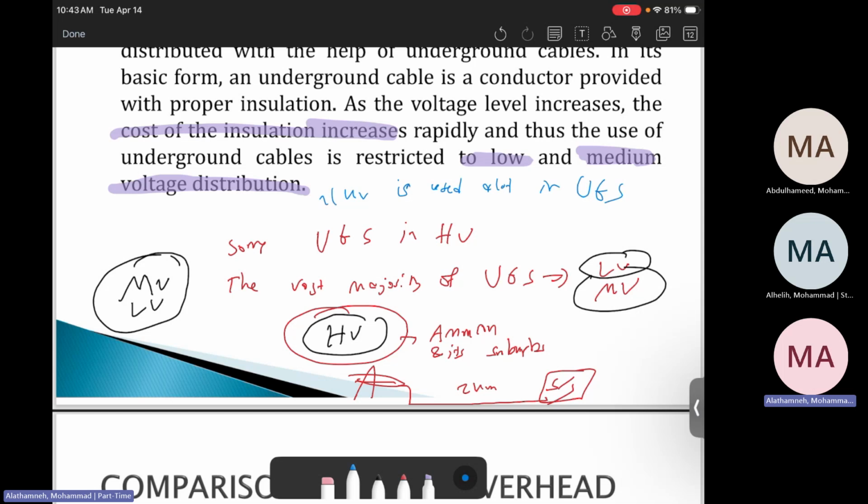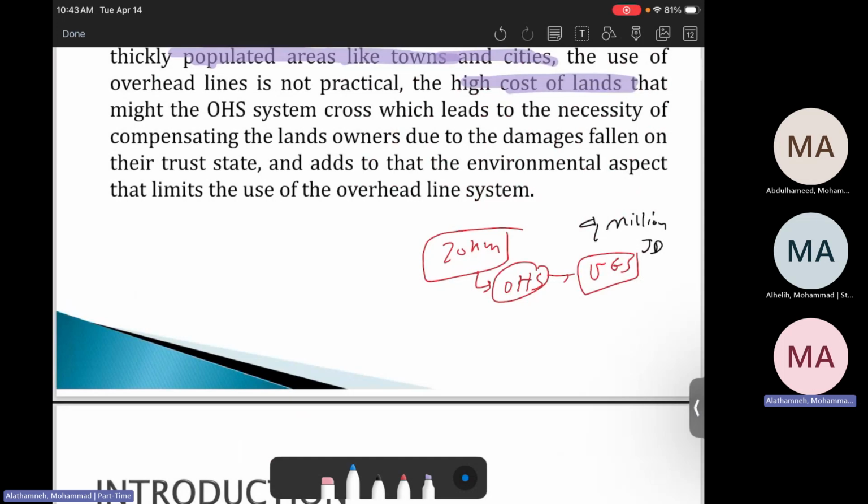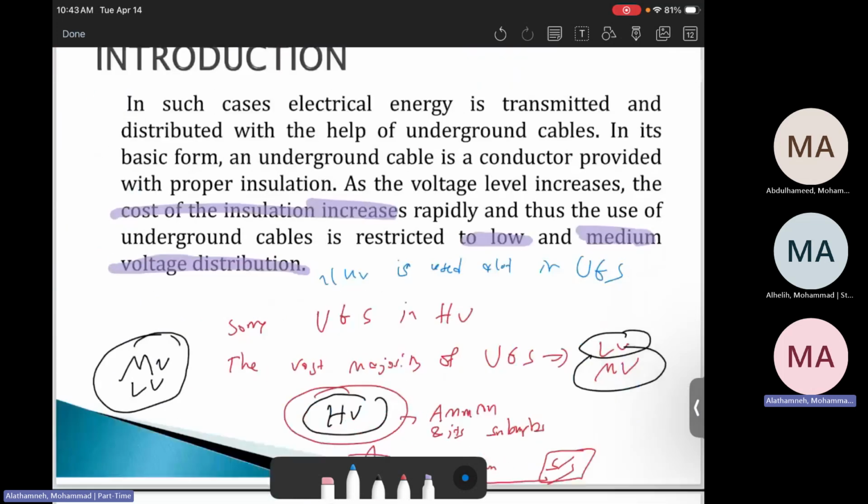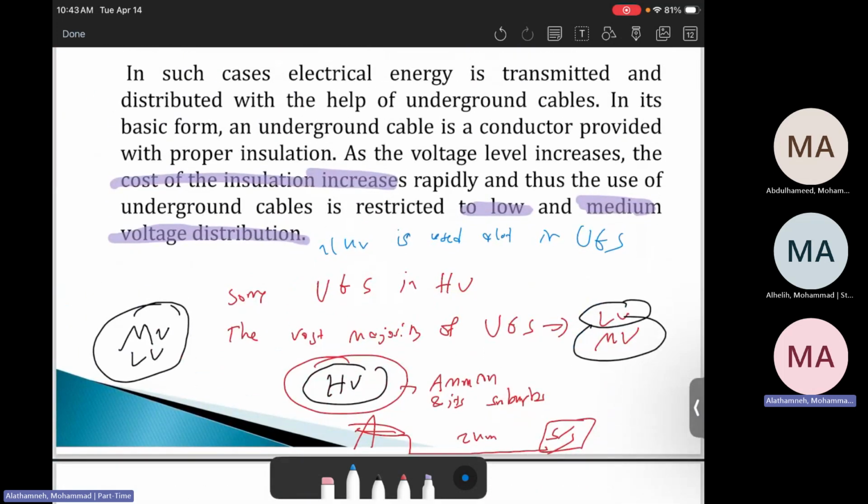So what's the reason behind that? It's the cost. When you have a high voltage, you need to use a larger thickness of insulation. A larger thickness of insulation means spending more money, increasing the cost. Therefore, high voltage cables are very costly. Again, as I said earlier, in high voltage, to make it underground from overhead takes 9 million JDs, which is too much. While when we are talking about low voltage, it will be way cheaper than that.